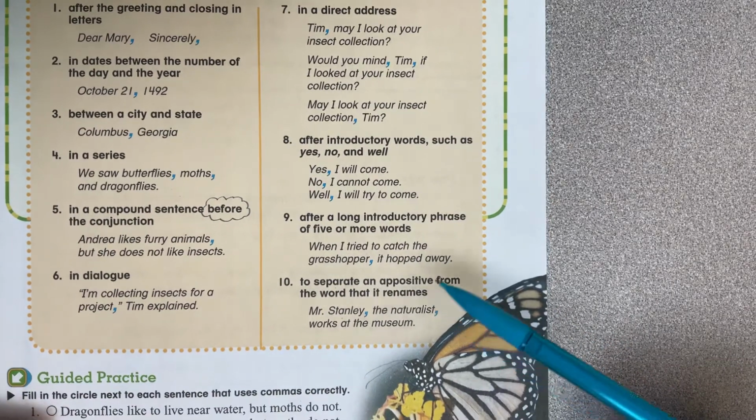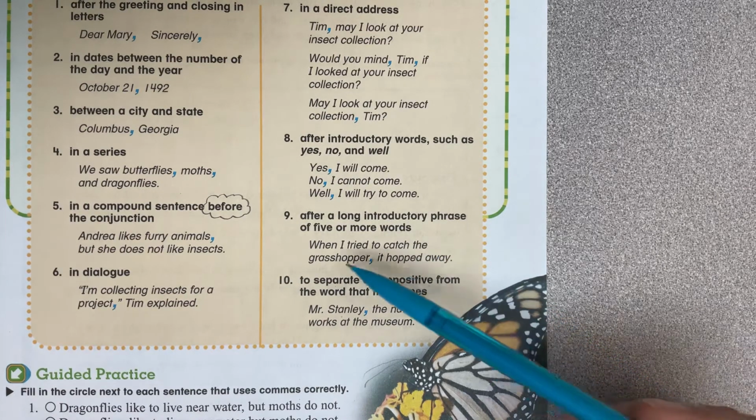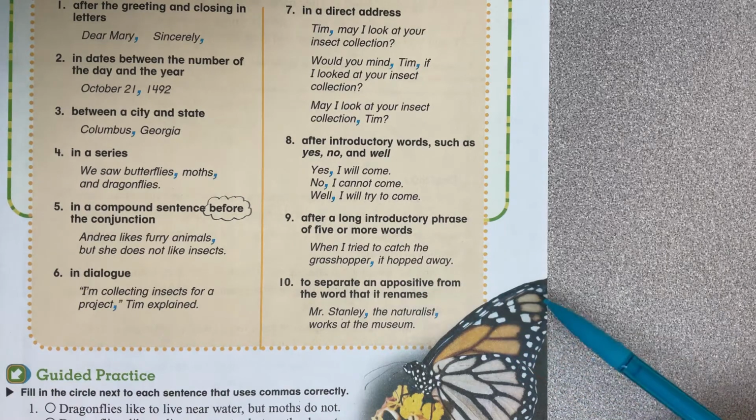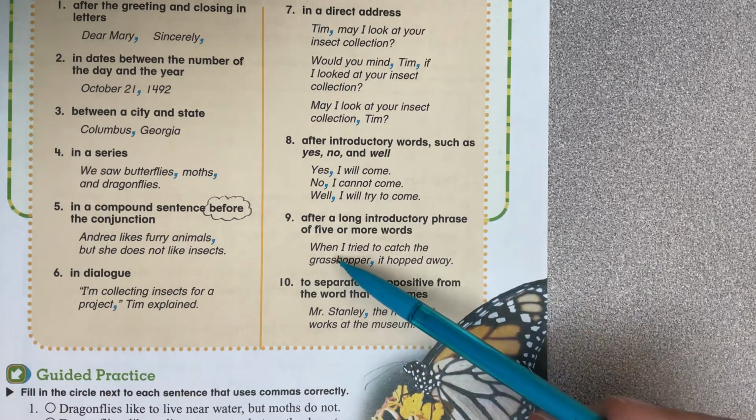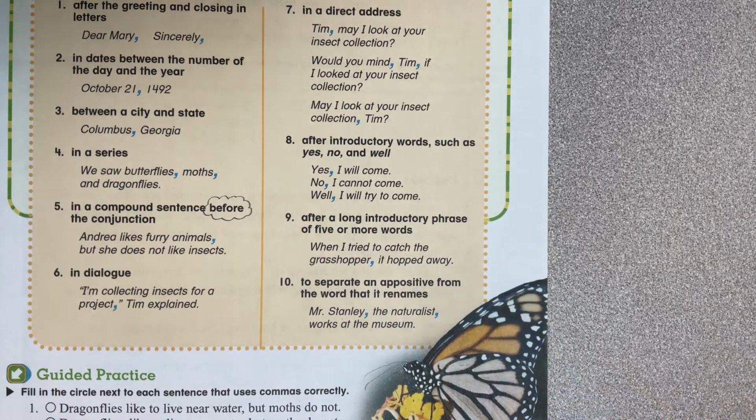Number 9 says, after a long introductory phrase of 5 or more words. When I tried to catch the grasshopper, it hopped away. So we have more than 5 words here, and then we have a comma. We tell what it did afterwards.